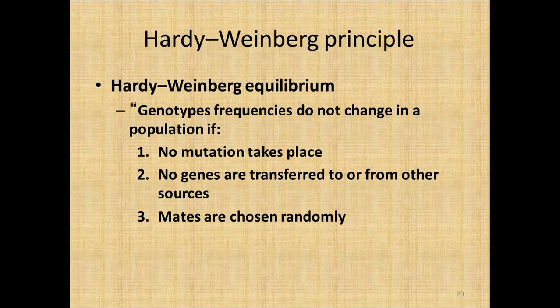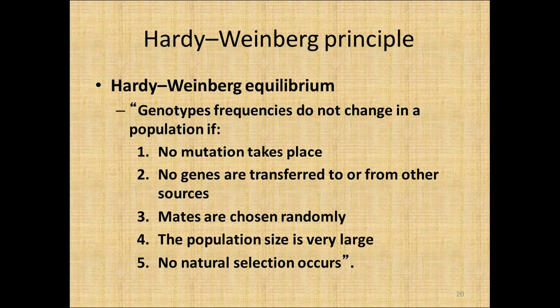Number three, mates are chosen randomly. There is no non-random mating, meaning mates cannot be chosen by color or size or any other selection criteria. Number four, the population size must be very large. This is in case genetic drift happens. If genetic drift happens, it cannot affect the frequency of the alleles. And number five, no natural selection is occurring. This means that all traits must have equal benefit for survival and equal benefit for number of offspring surviving. What this really means is that Hardy-Weinberg is hypothetical. All populations do evolve. It will be used as a comparison in our calculations.